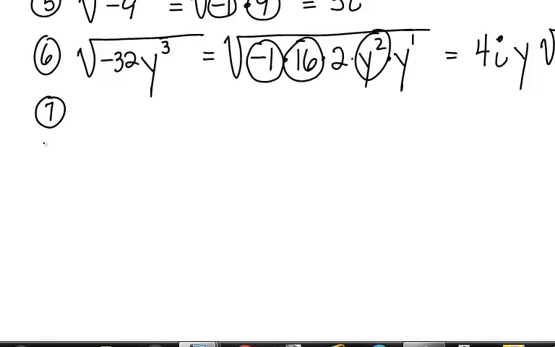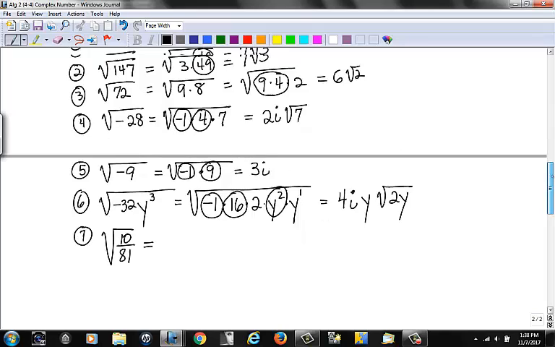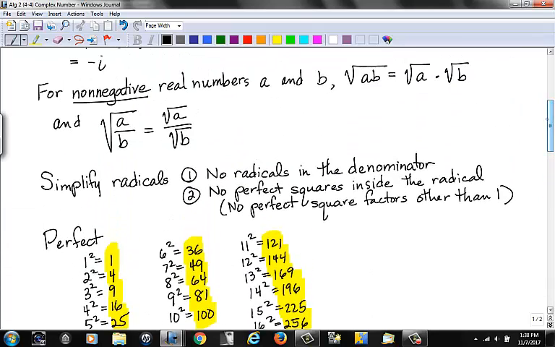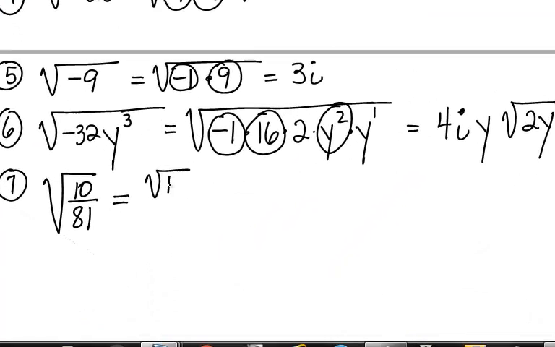Okay? Let's say I gave you the square root. Up in the numerator is 10, down in the denominator is 81. By the rule we had back up here, says you can split that up into the square root of a over the square root of b. So I'm going to split it up, the square root of 10 over the square root of 81.